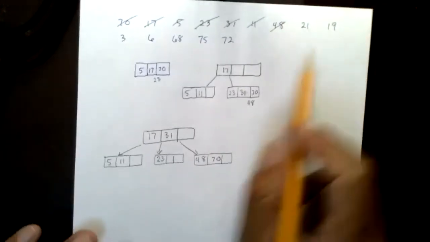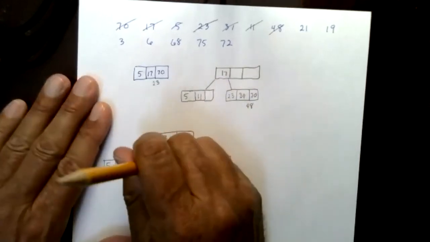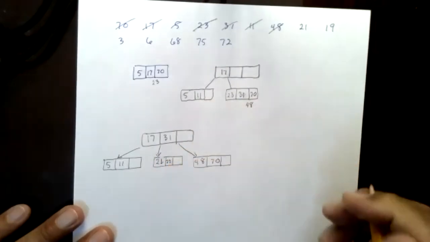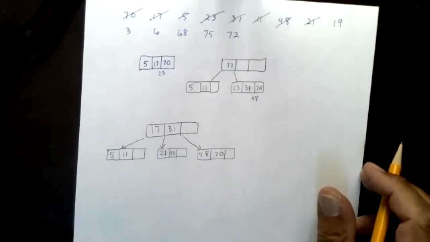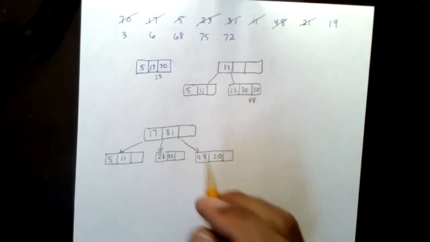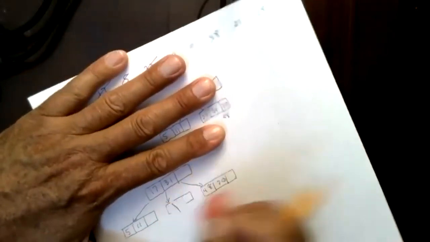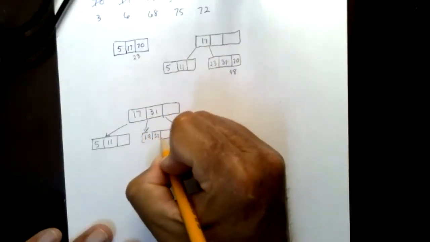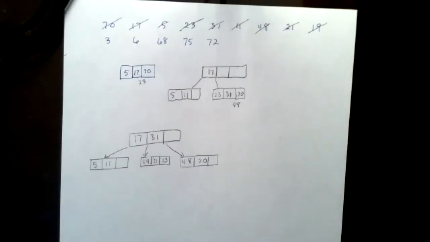48 is in. 21 comes in, it's not less than 17, it's here. Ah, I have to move 23 over. This is 21, this is now 23. 19, that's a pain in the butt. 19, 21, and 23 should now be in here. Looks pretty.